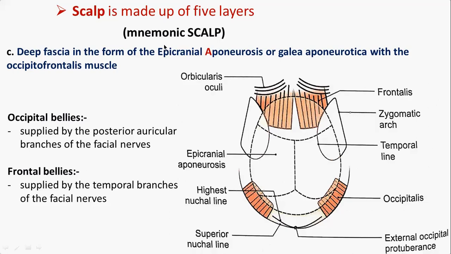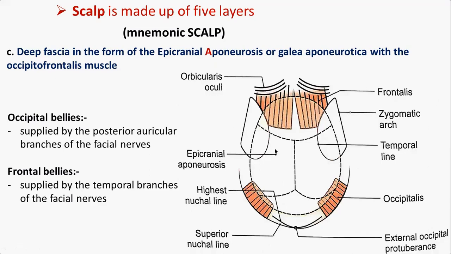The third layer you have to remember is the aponeurosis, the epicranial aponeurosis. This is the epicranial aponeurosis, or the Galea aponeurotica, with one belly anteriorly and one belly posteriorly. The anterior belly is called the frontal belly, and the posterior belly is called the occipital belly.